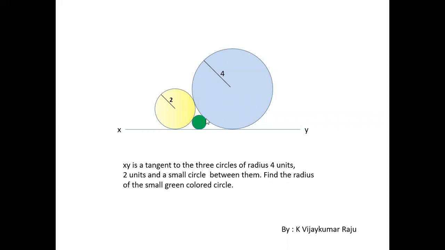I have to find the radius of the small circle. So I have written the question here. XY is a tangent to the three circles of radius 4 centimeters, 2 units, and a small circle between them. Find the radius of the small green colored circle. We have to find the radius of this small circle. Now let us see how to do it.